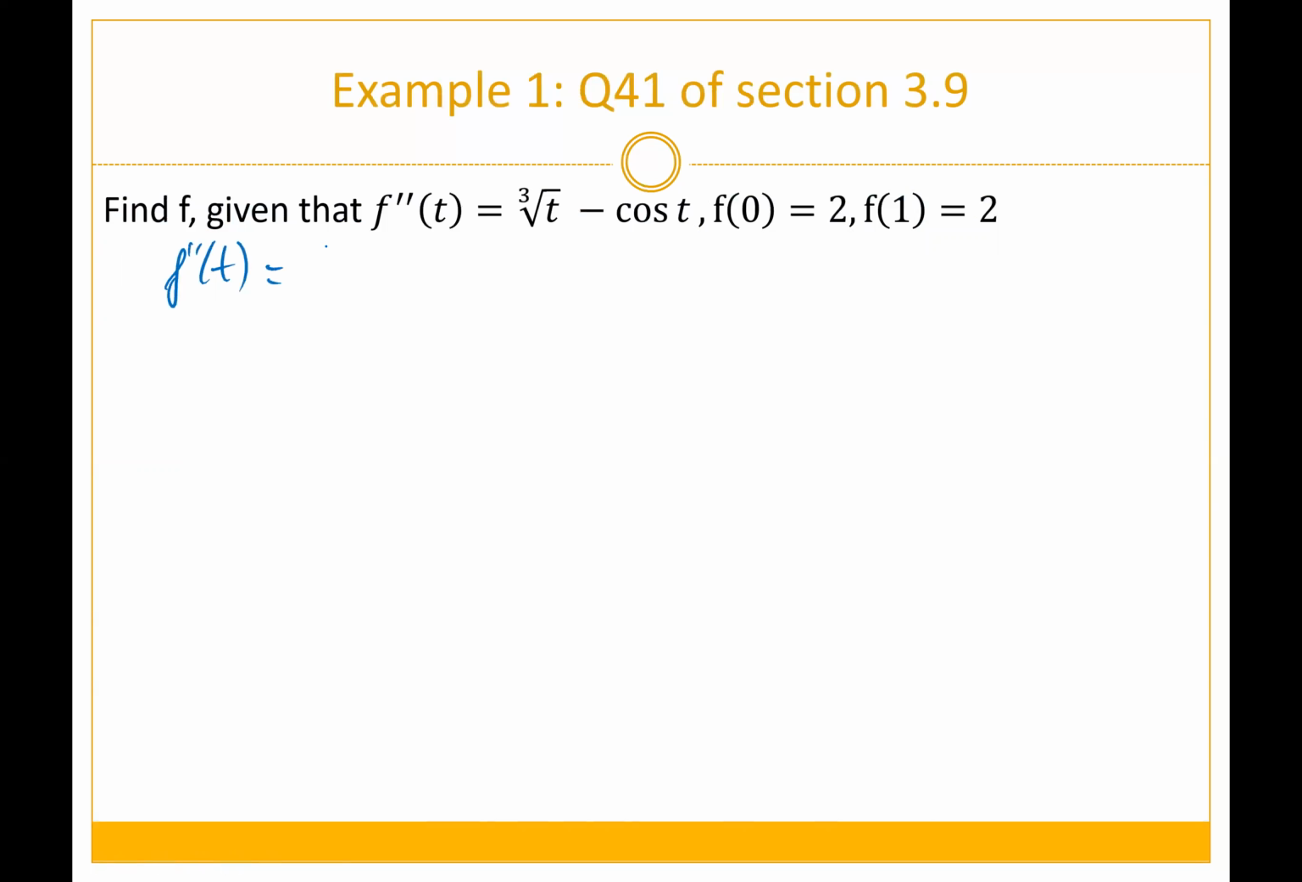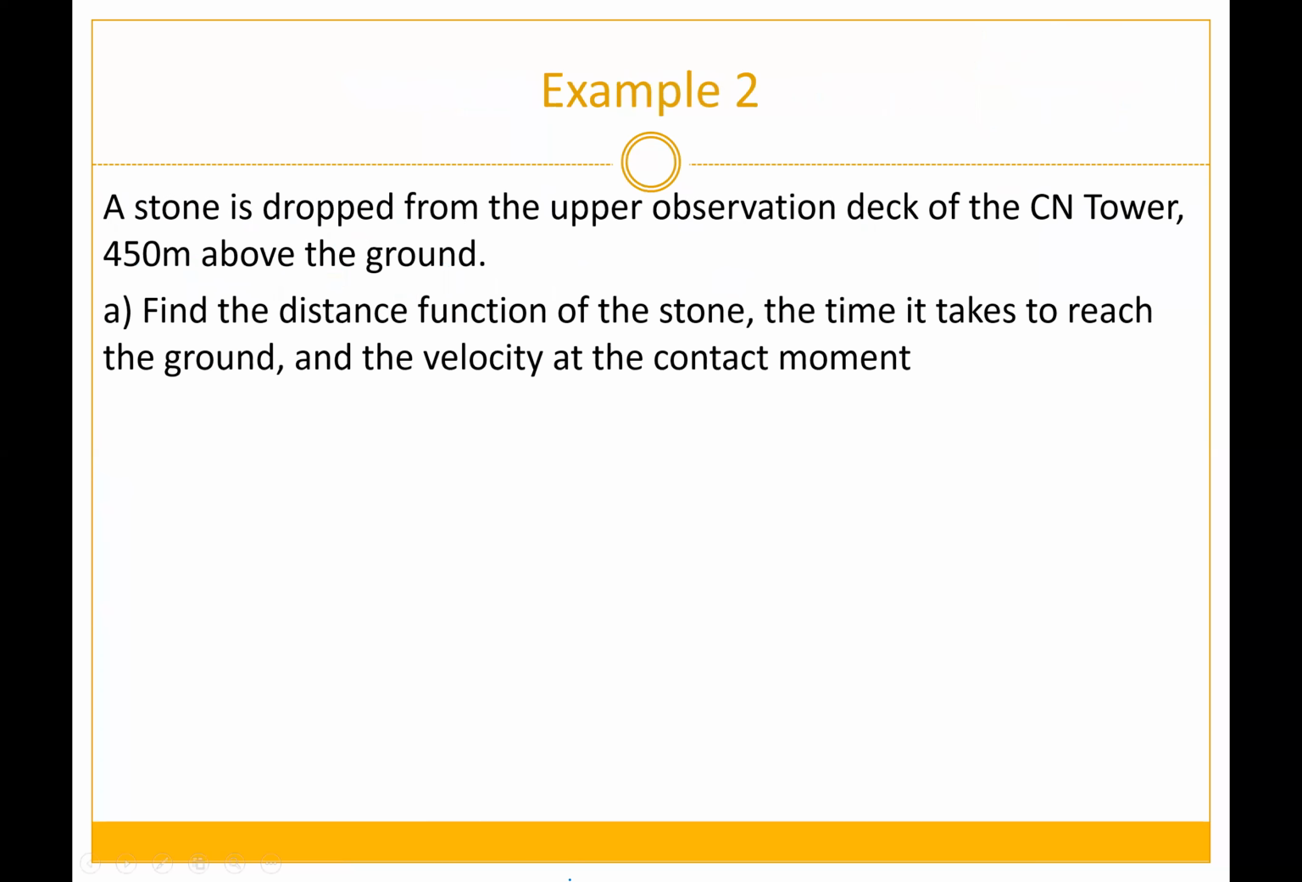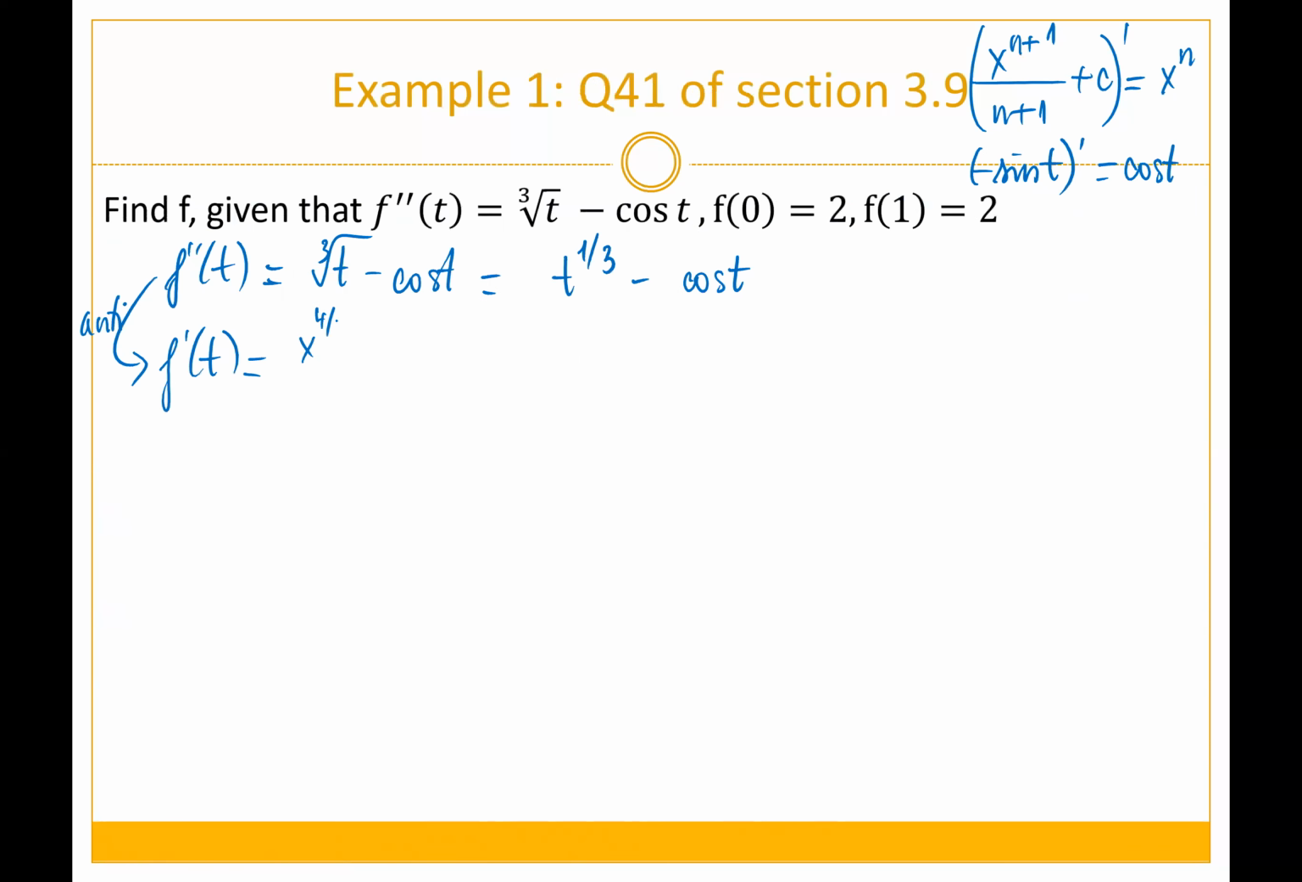So f double prime of t is the cubic root of t minus cosine t. Now I can rewrite this as t to the 1/3 minus cosine t. This one is easier for me to use with the formula. The antiderivative of x to the n is x to the n plus 1 over n plus 1, and the antiderivative of cosine t is sine t. So from here to here, you take the antiderivative once. With n equal to 1/3, you have x to the 4/3 over 4/3 plus sine t plus c1. So it's 3 over 4 x to the 4/3 plus sine t plus c1.